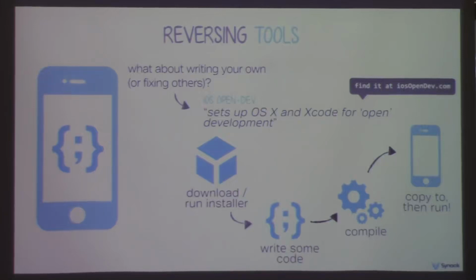So what you do is you just download the installer and install it on your OS X box. It sets up Xcode and OS X so that you can create binaries or applications that run on a jailbroken device. It's really nice: all you do is write some code, normally Objective-C or C, click compile, and then you copy it over to your jailbroken device. You just SCP it over or something, and it will run. iOS OpenDev is taking care of all the code signing and entitlements.